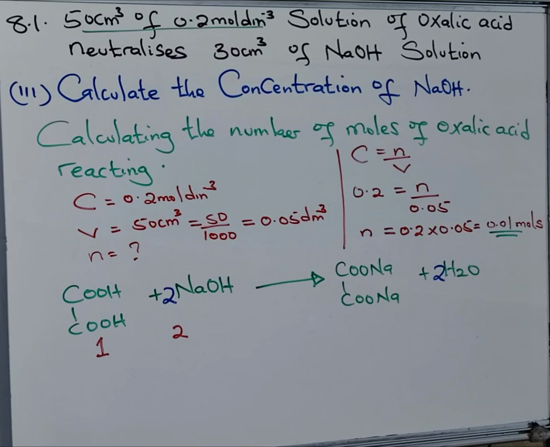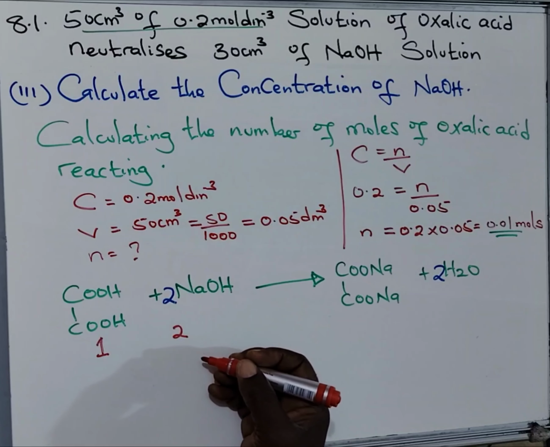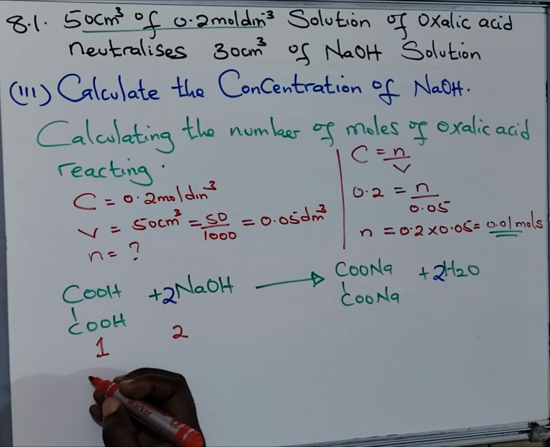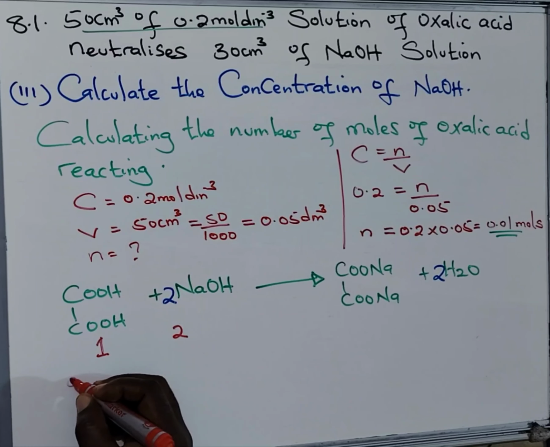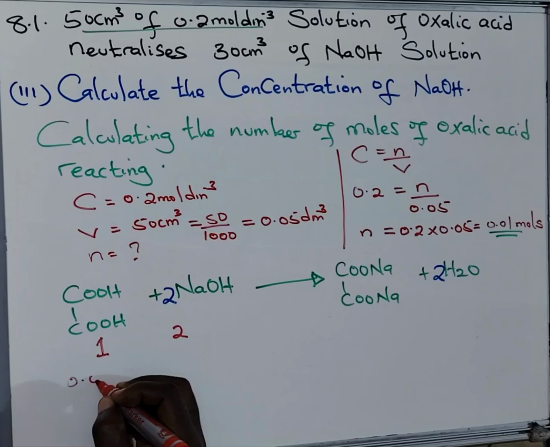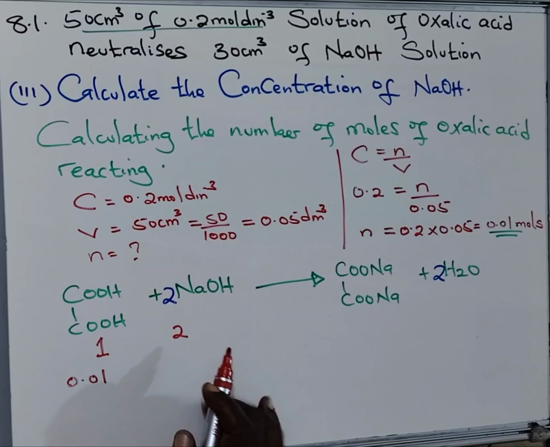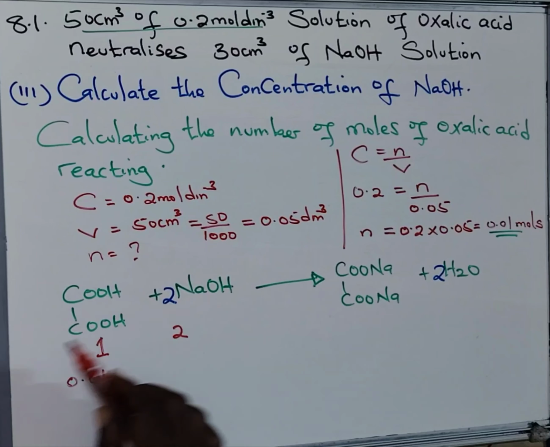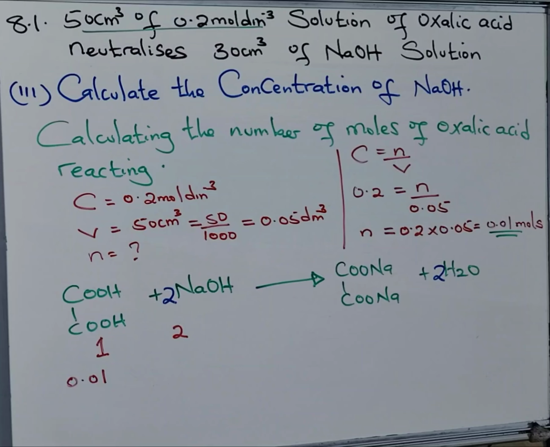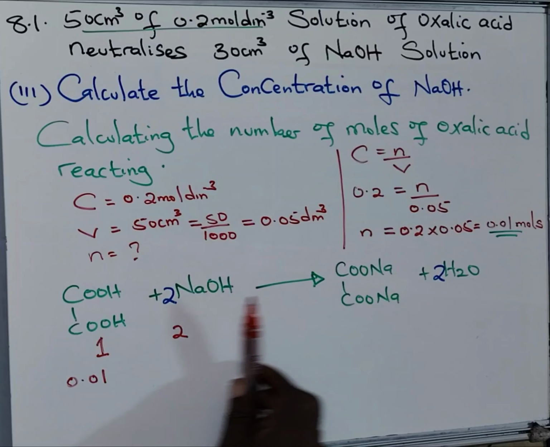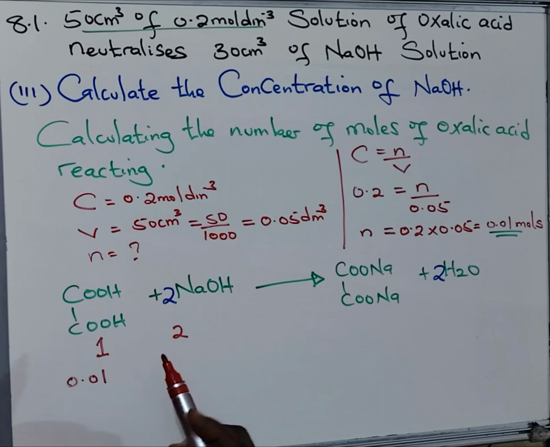But here you have to know something. The mole ratio is guiding us. We know this 0.01 moles of oxalic acid. For oxalic acid, we know it is 0.01. You have to know that here we strictly use moles. We don't use mass. We don't use concentration. What works with the mole ratio is the number of moles.